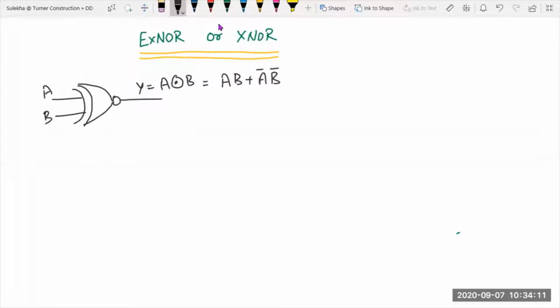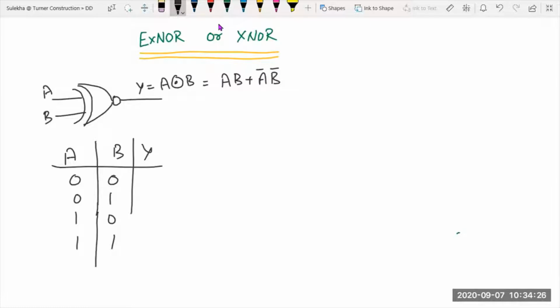When you draw the truth table for this one, you have two input variables A and B and one output variable Y, and all possible combinations are 00, 01, 10 and 11. If you check by substituting A equal to 0, B equal to 0 in the relation AB plus A bar B bar, for 00 you will get 1. If you substitute 01 you will get 0. If you substitute 10 you will get 0. For 11 you will get 1.